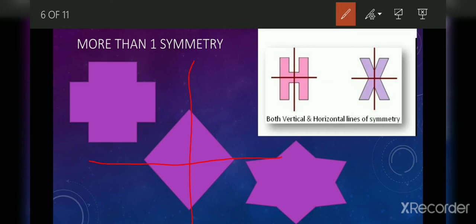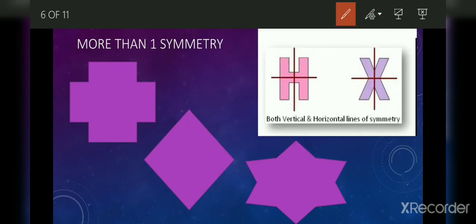Now coming to the next, H and X. 2 lines of symmetry are there. If I cut it like this, then the two halves are equal, and if I cut it horizontally like this, then the two halves are equal. Similarly with X, vertically also and horizontally also.